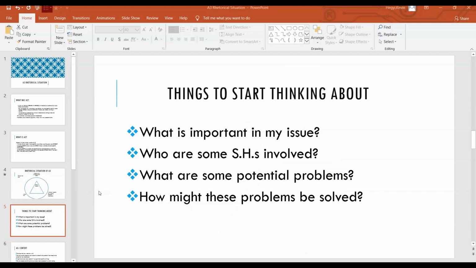So as far as things to start thinking about in moving from A2 to A3, to get a little more narrow, reflect on what is important in my issue. Who are some people that could be involved? What are some potential problems going on in this issue? And how might these problems be solved? We're really looking for that problem-solution dynamic. We're finding the problem and persuading someone to take action to solve that problem.